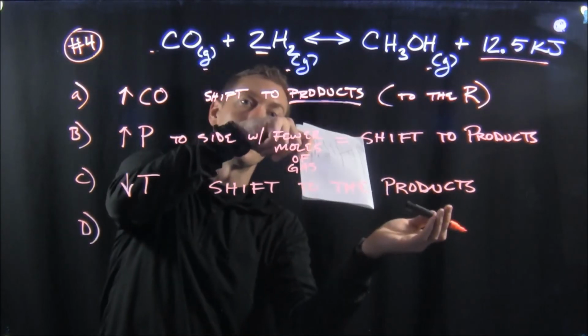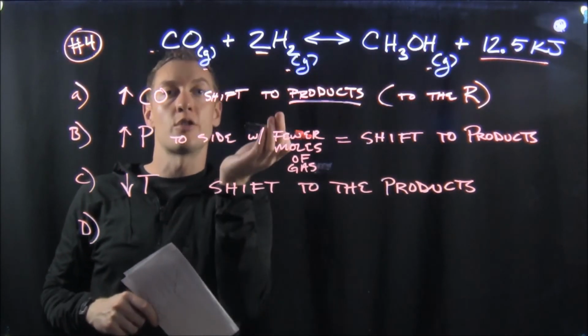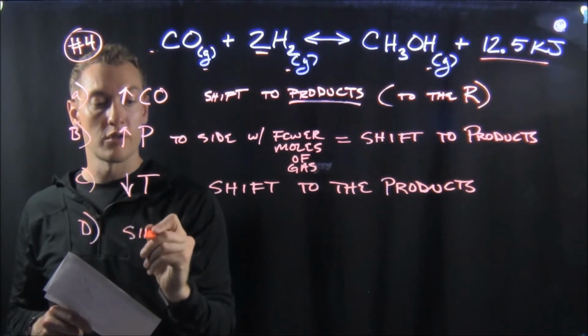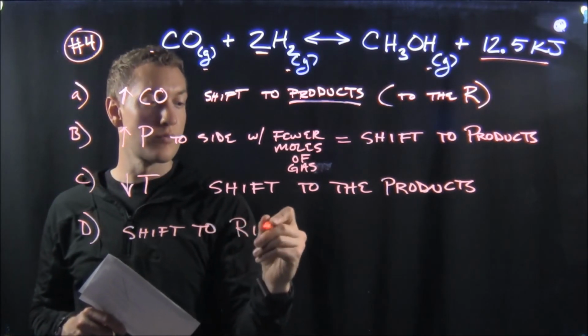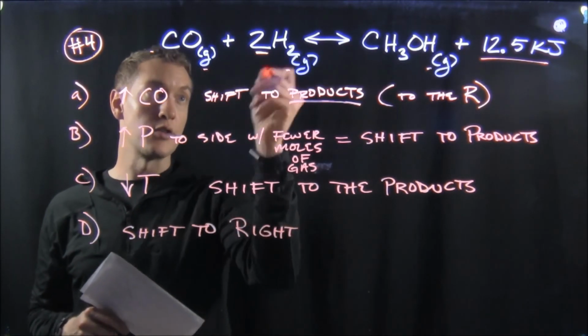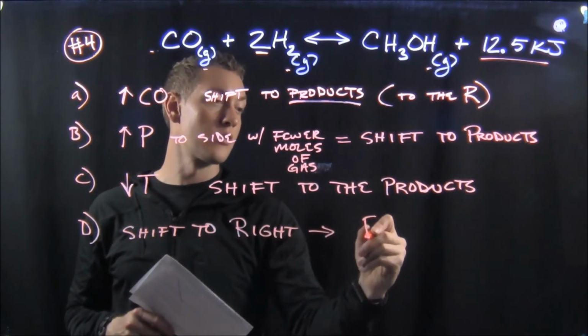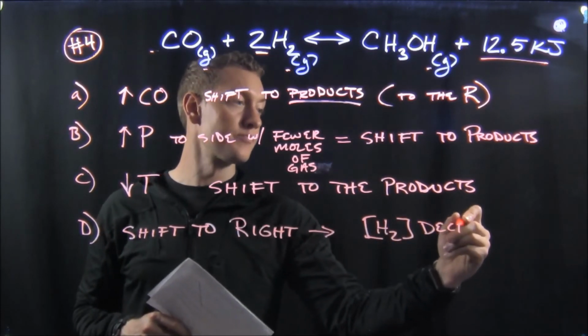That's going to shift the equilibrium towards the products, increasing the concentration of the products and decreasing the concentration of the reactants. So it's going to shift to the right, which is bad news for hydrogen because it's on the left. So that means the concentration of hydrogen is going to decrease.